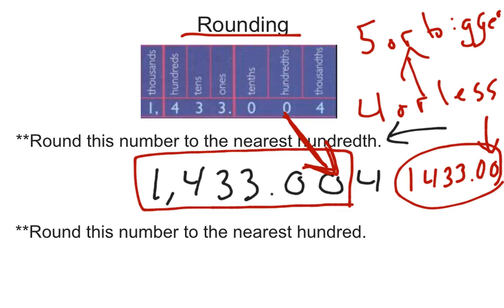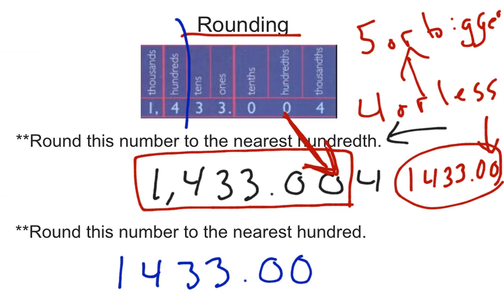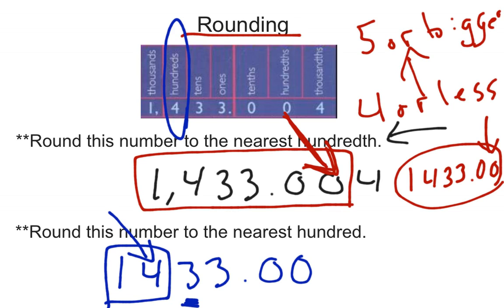Last thing, round this number to the nearest 100. Okay, I'm going to write this number out again here. 1,433.00. Round to the nearest 100. Well, here's our hundreds, because it didn't end in THS, that means it's one of the whole number place values. So this is the number here that I'm going to round. I'm deciding, does that 4 stay the same or does it go up and become a 5? And just like before, what determines it is the number that's right outside the box. Since that's a 3, that means that 4 is going to stay the same.